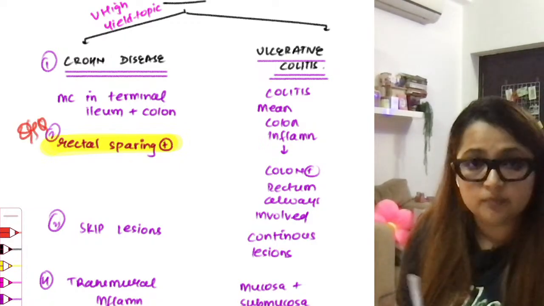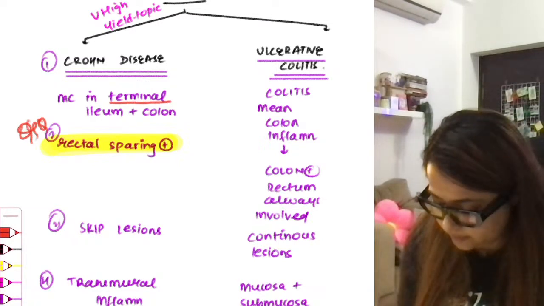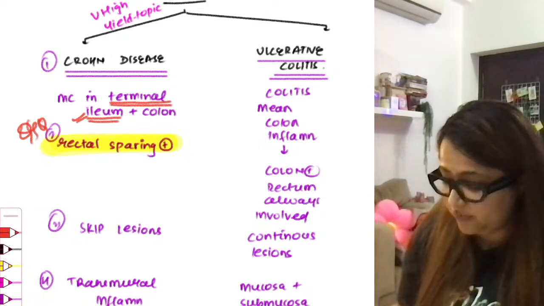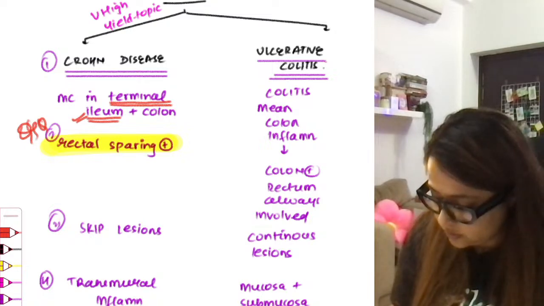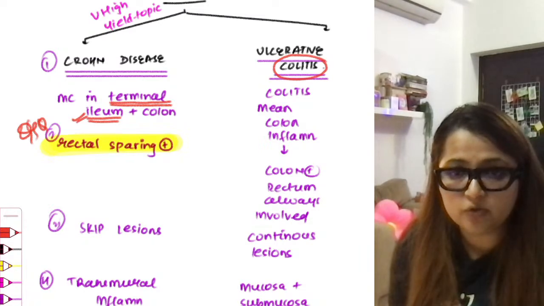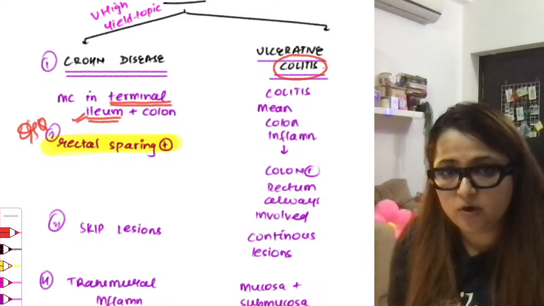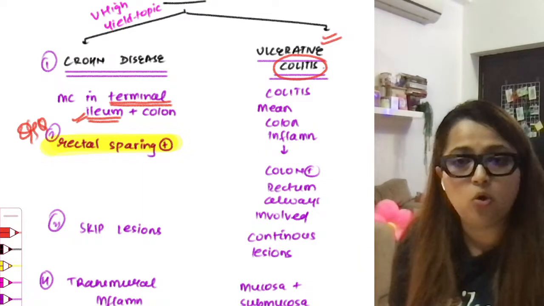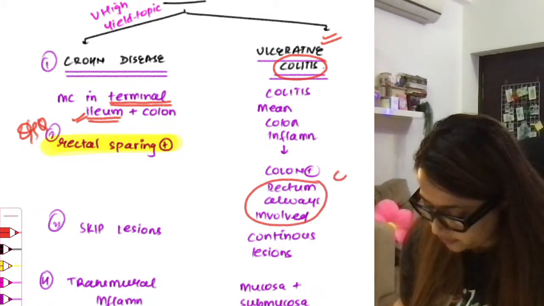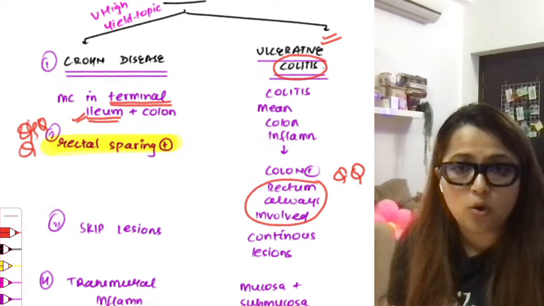Mark it. Then, what is the most common site of Crohn disease? Your answer is terminal ileum. Terminal ileum or colon. All right. But when you talk about ulcerative colitis, as you see, the name is ulcerative colitis, right? Colitis means inflammation of the colon. So it is going to involve the colon. And what is a very peculiar point about it, ulcerative colitis will always involve the rectum. So the rectum is always involved in case of ulcerative colitis. Rectum is spared in case of Crohn disease.